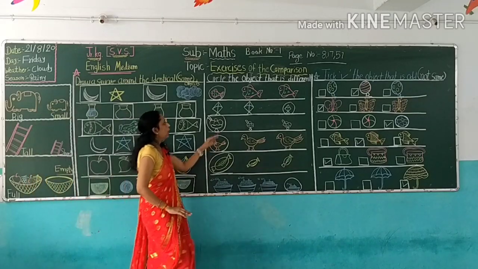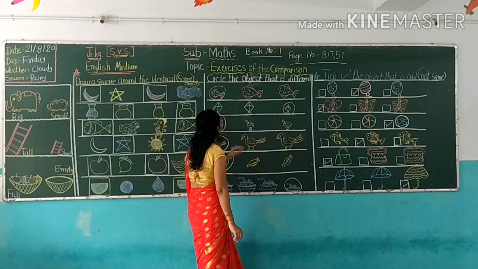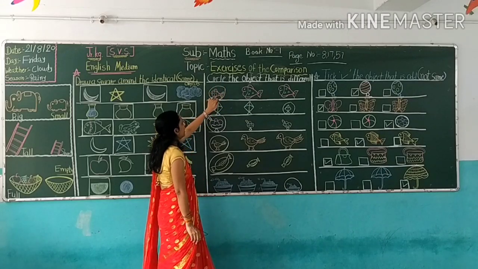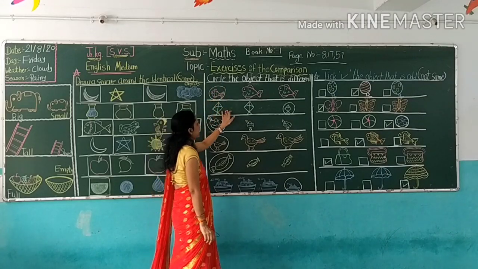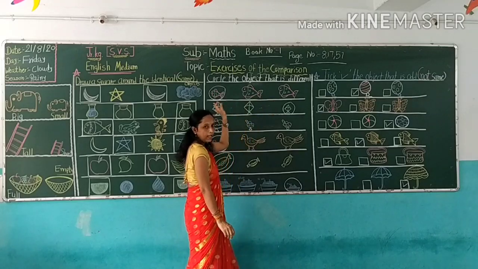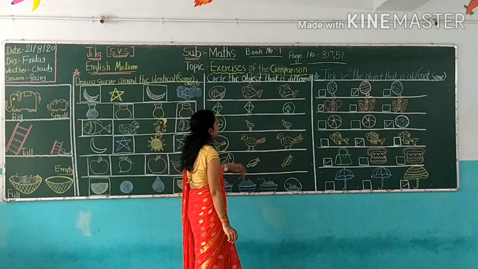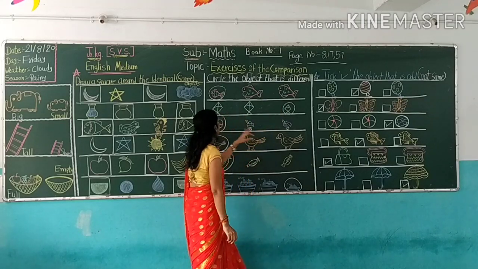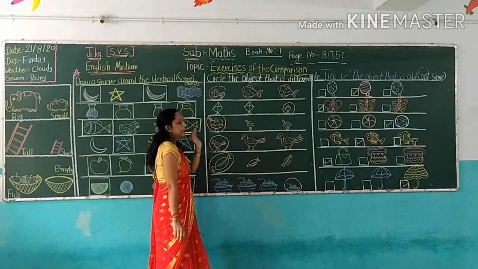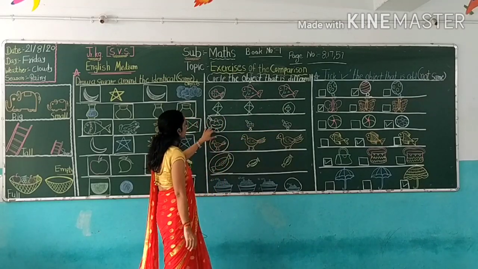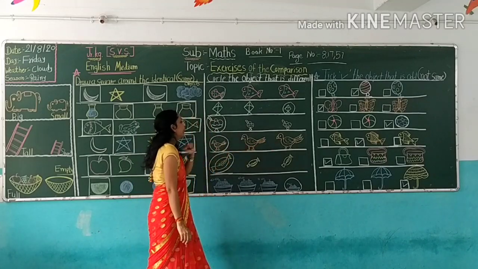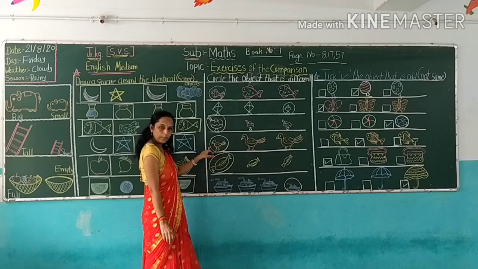And next, circle the object that is different. So which piece is different? This. Okay. So circle the different picture. Okay. And what are these? These are 3 kites. So circle the different picture. This kite is different. And next, what are these? These are ice creams. So this ice cream is different. And these are 3 birds. This bird is different. So circle the different bird.